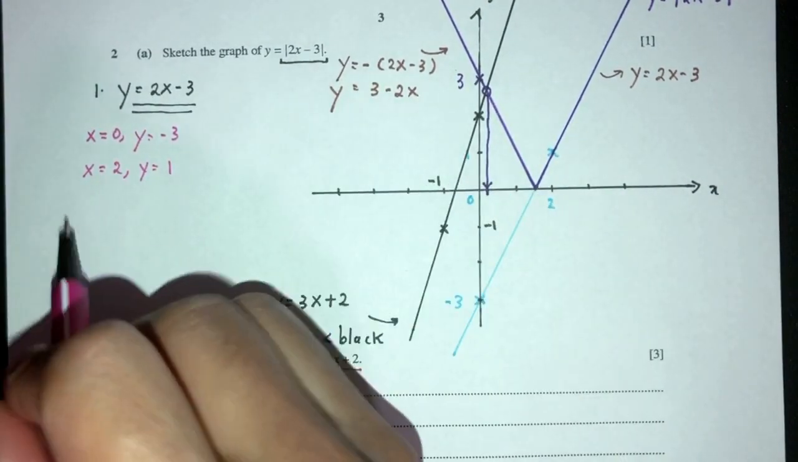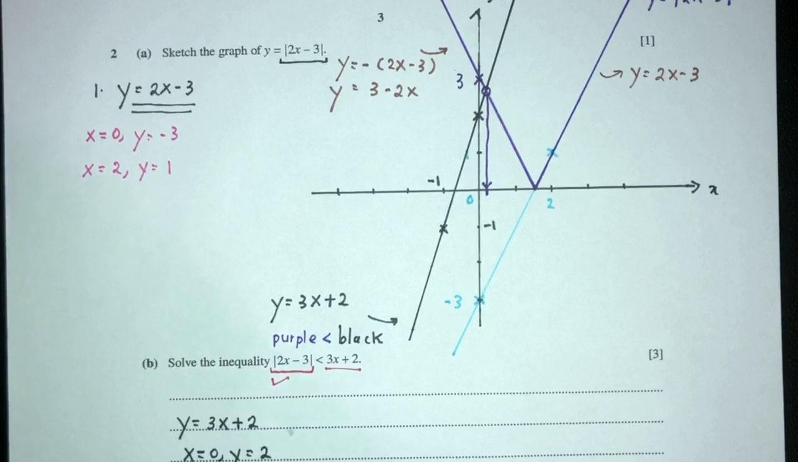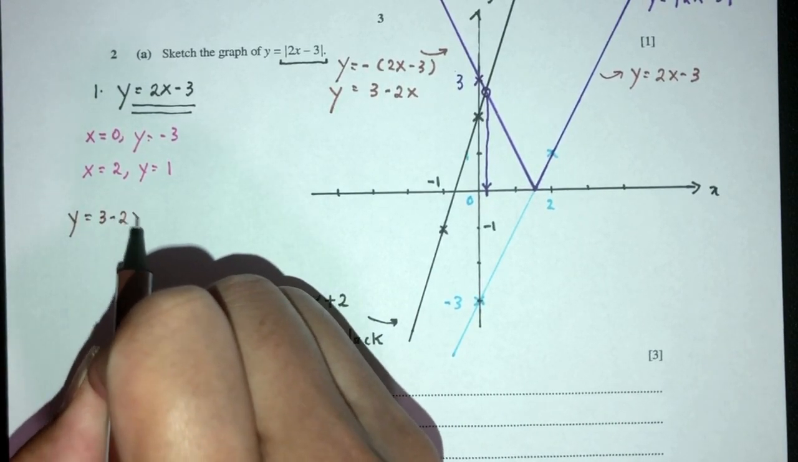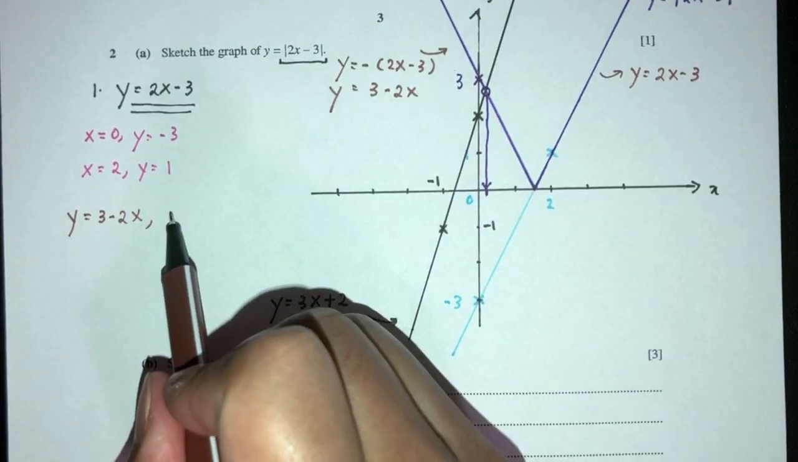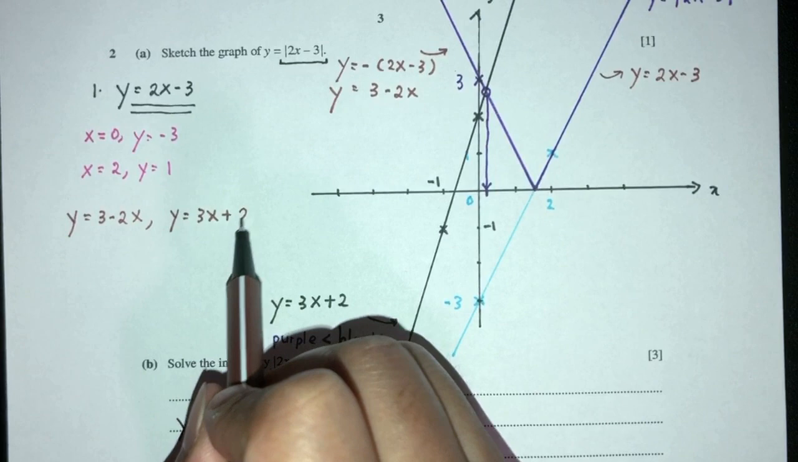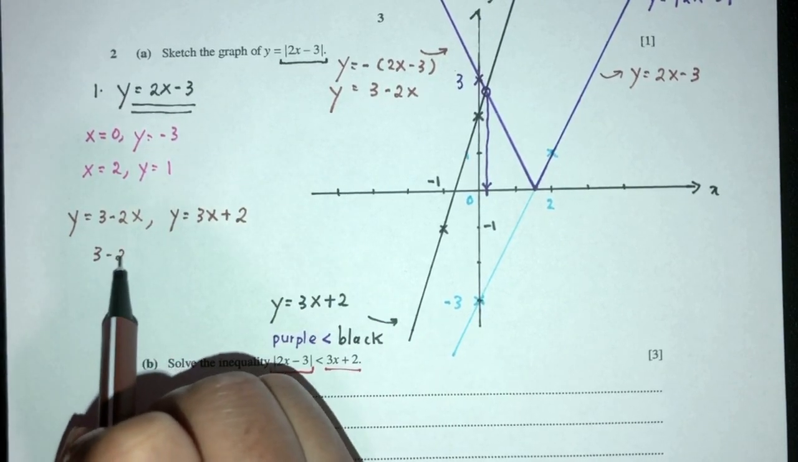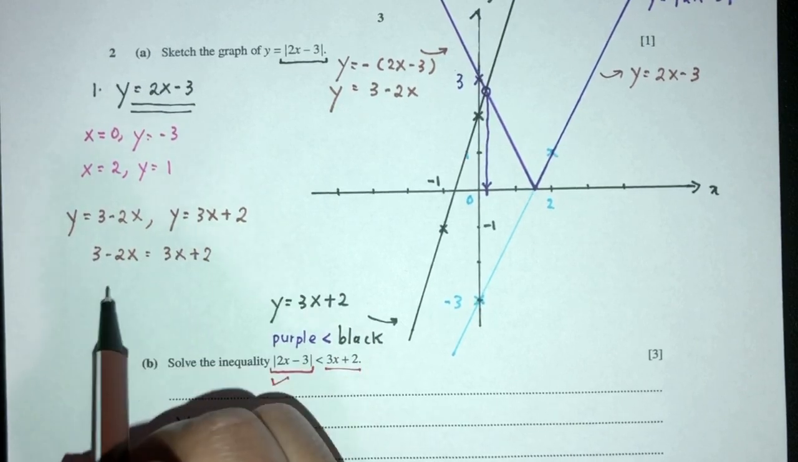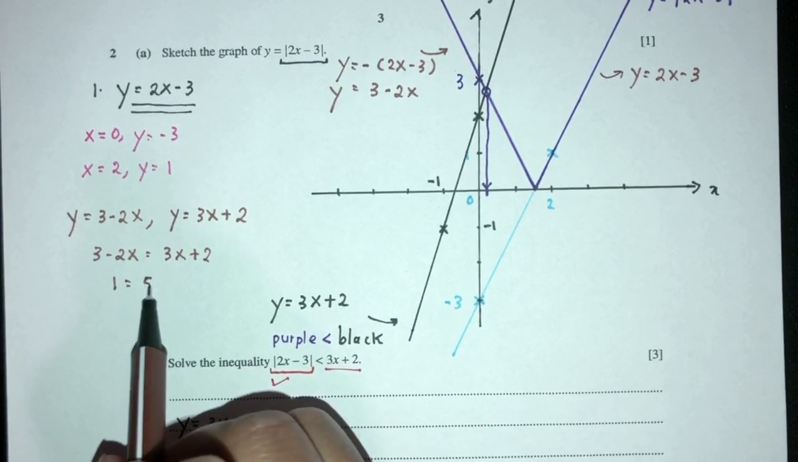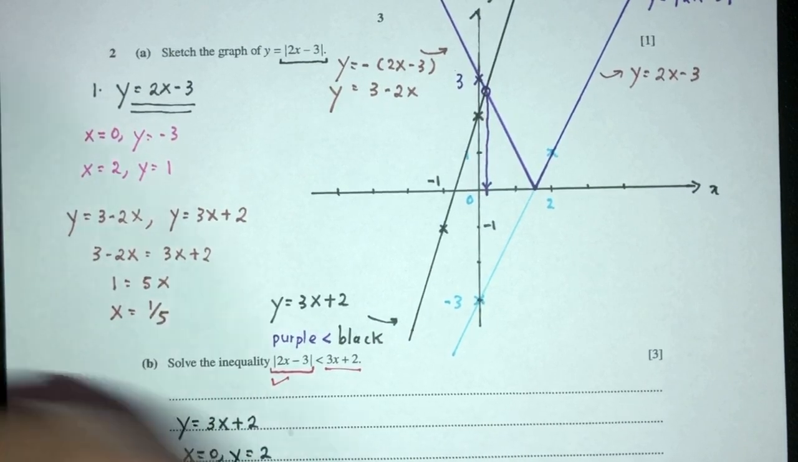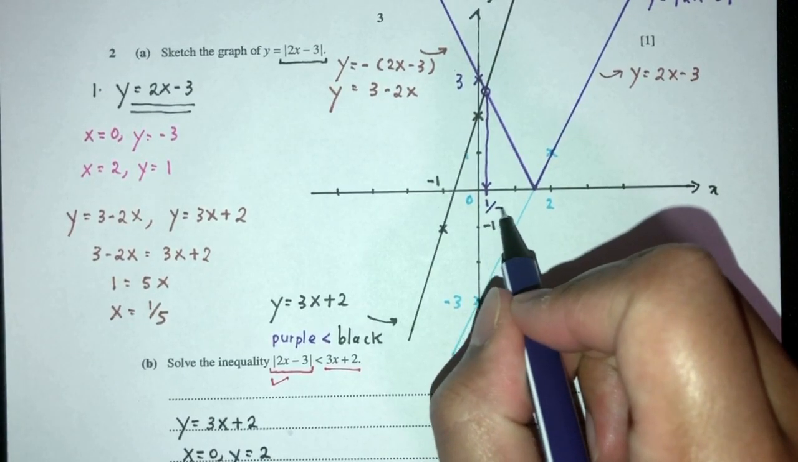So this equation here is y equal to 3 minus 2x, and this line here is y equal to 3x plus 2. Let's solve this simultaneously. You will have 3 minus 2x is equal to 3x plus 2. Sending this over here, it becomes 1 equals 5x. X will be 1 over 5. Therefore, the point here should be 1 over 5.